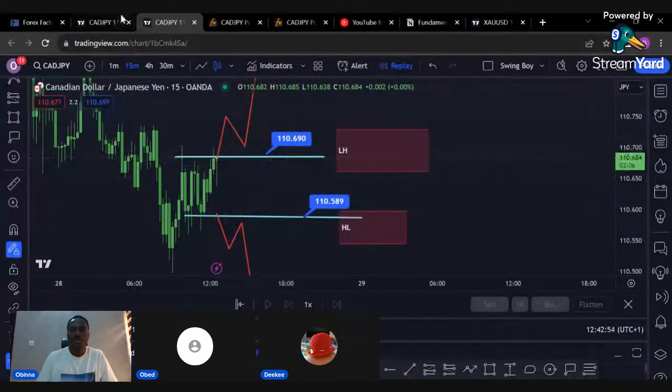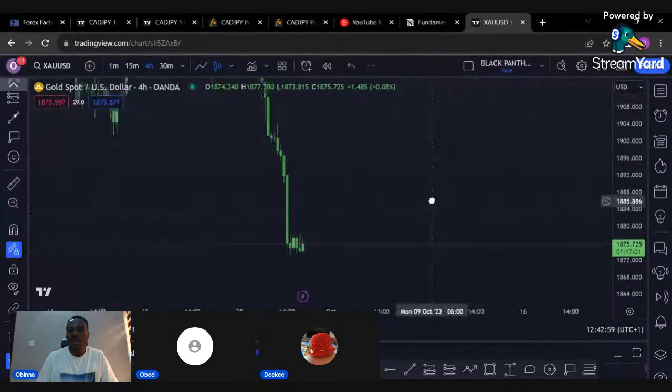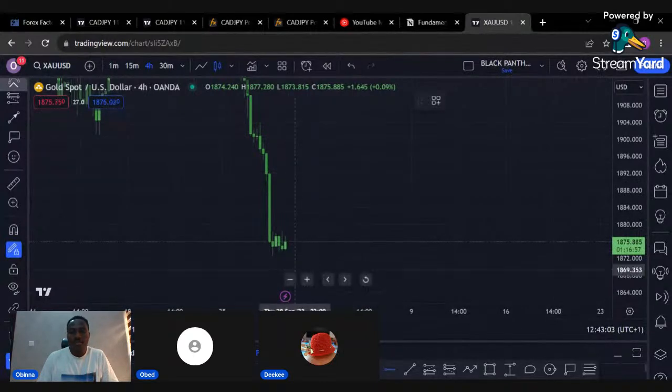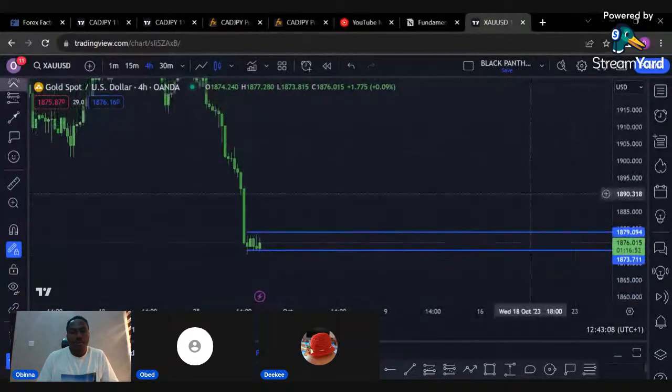So let me see gold. Okay, so is this not the right time to buy? Wow. All these support and resistance people. Okay, so if that one works for you, do what works for you.